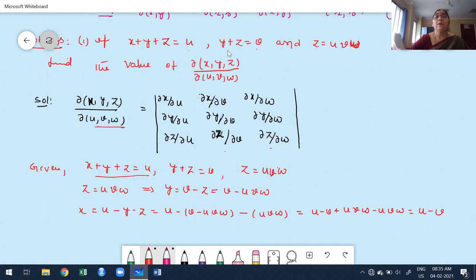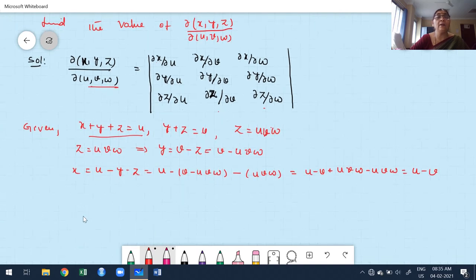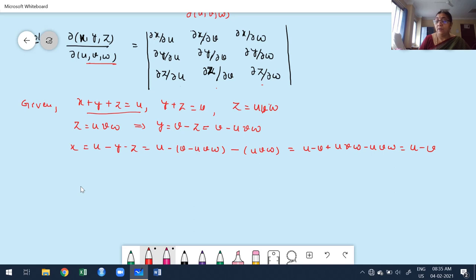Then from that, express y in terms of u, v, w. Using y and z from the first expression, I'm going to express x in terms of u, v, w. Finally, we get x, y, z in terms of u, v, w. Therefore, after the simplification, x is u minus v, y is u minus uvw, z is uvw. Now we are directly going to substitute the values because it's very, very simple.